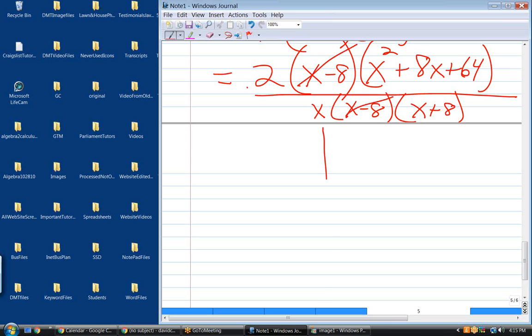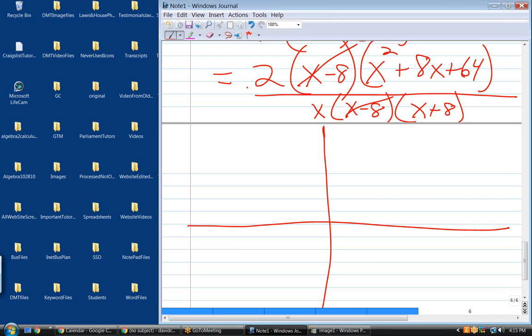Right. So, let's draw my graph. Now I only have two vertical asymptotes. There's one of them at x equals 0. And the other one is at x equals minus 8. And I have a hole at x equals positive 8. Wherever this graph ends up, I'm going to have a hole there. Right. Do I have any horizontal asymptotes?